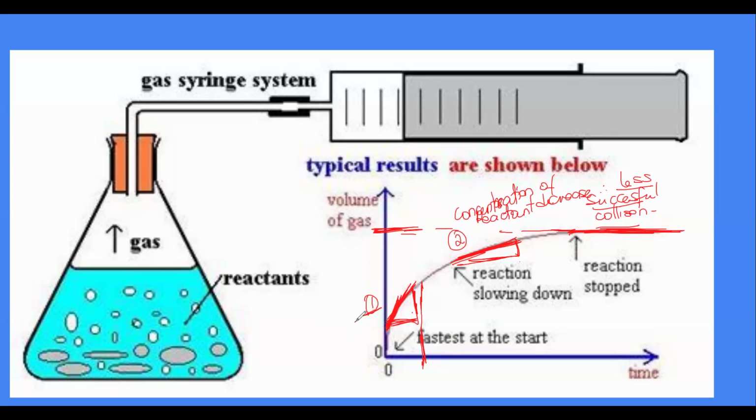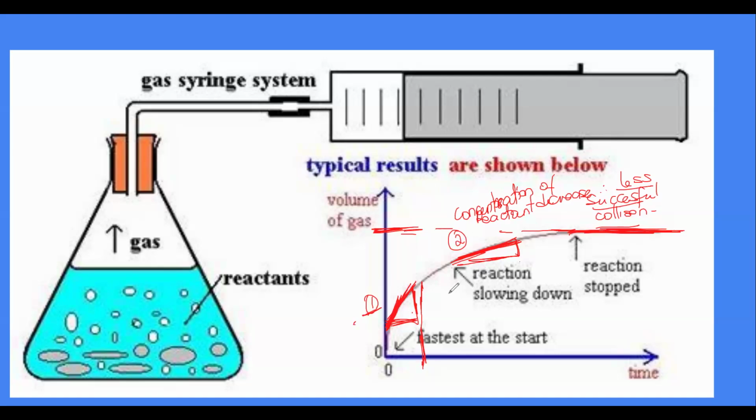What happens during a reaction? The concentration of reactants is high, so we're going to have a lot of collisions between reactant particles. If we have a lot of collisions, then the chances of having successful collisions are highest. So the rate of reaction is fastest there.